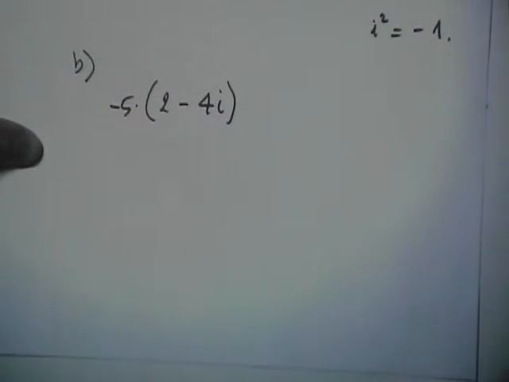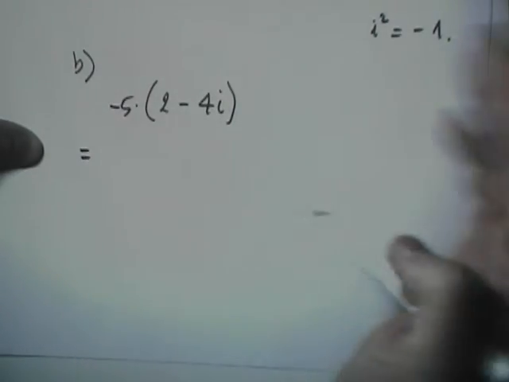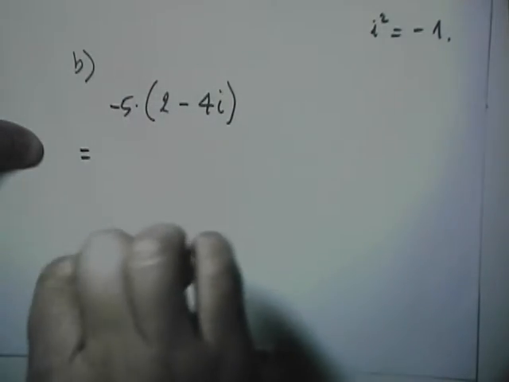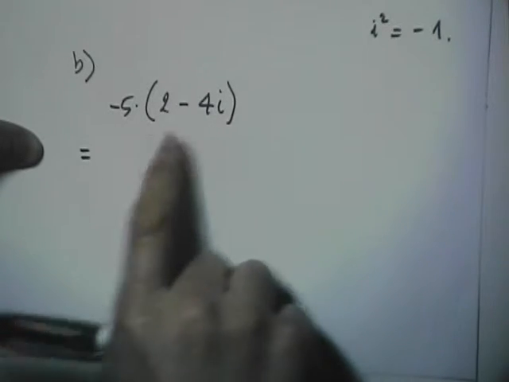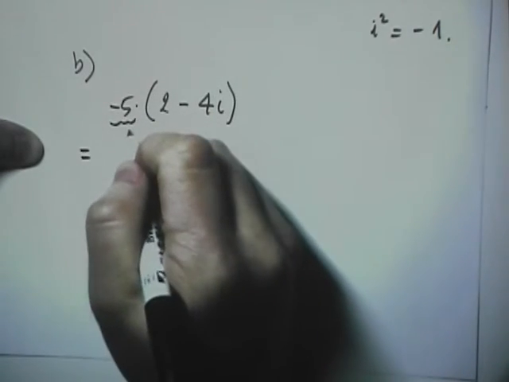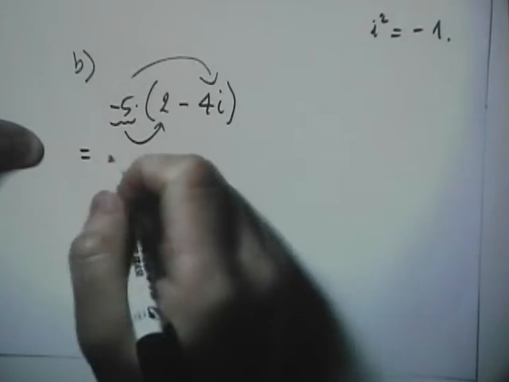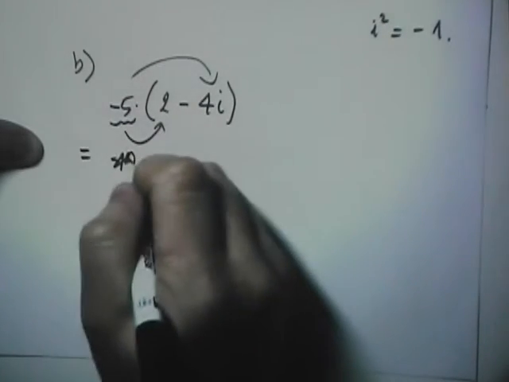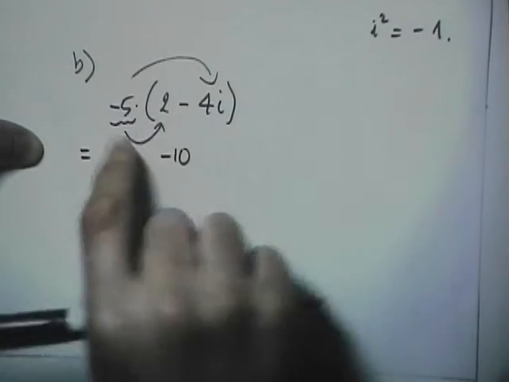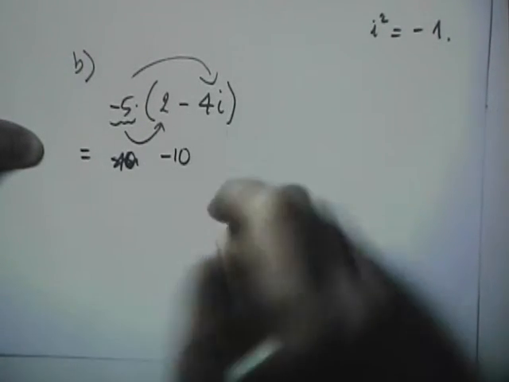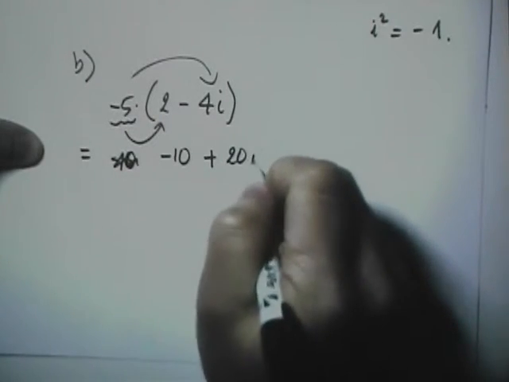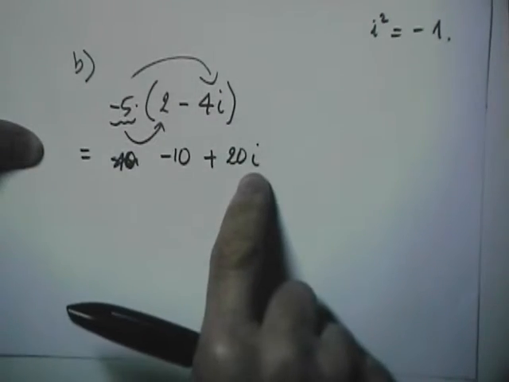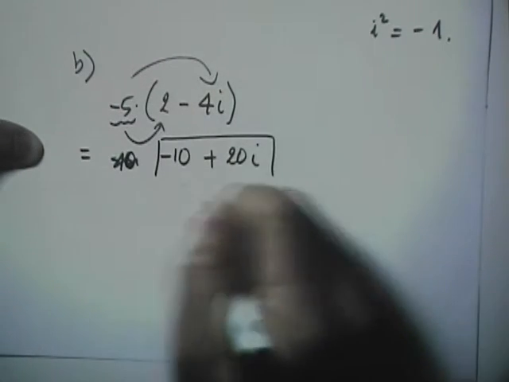With this problem, once again, FOIL is of course the key, but you don't even need to go all the way to the end of FOIL. All you have to do is a simple distributive law. Negative 5, you multiply for each term inside the parentheses. So minus 5 times 2 is minus 10. And then minus 5 times minus 4i is going to be a plus 20i. And this is it. My i term is already in the back, so I'm happy. That's where I stop.